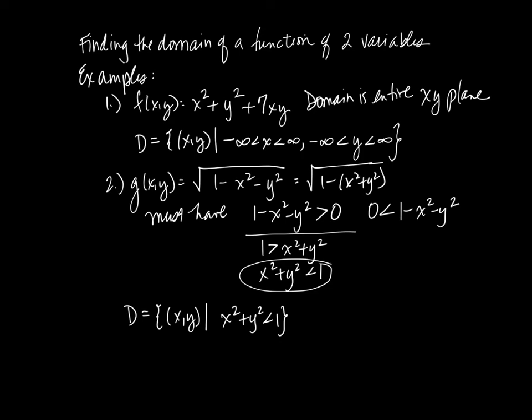Remember, this was the hemisphere, right? This was the green hemisphere that sat on top of the xy plane. And if you looked down on it from the top, it would look like a circle. And in fact, it would be the circle x squared plus y squared equals 1. So anything less than or equal to 1 would work.